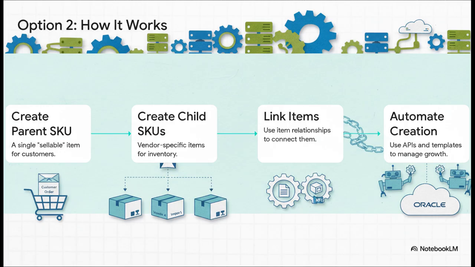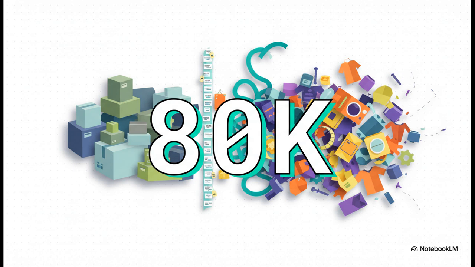You link them all together with item relationships, and you absolutely have to automate this with templates and APIs to keep it from becoming a Wild West situation. And that word controlled is so important. We're not talking about creating a new SKU for every single item vendor combo.